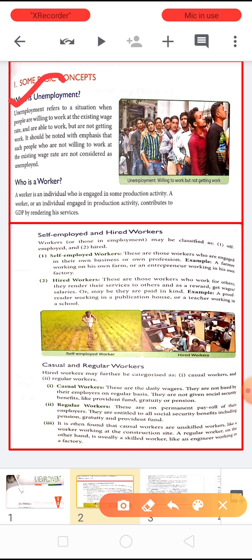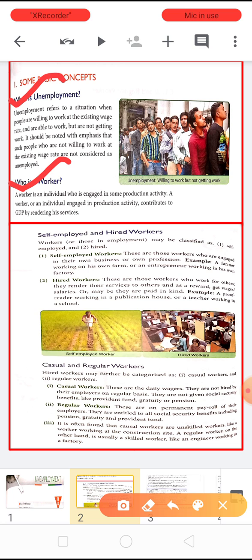So we can say that such a person is an unemployed person. It should be noted with emphasis that people who are not willing to work at an existing wage rate are not considered unemployed. A person who is getting a job but is not ready to work at the existing wage rate, whatever rate the employer is providing, because he wants more salary and more income, cannot be called an unemployed person. An unemployed person is a person who is ready to work at an existing wage rate but does not get any work.